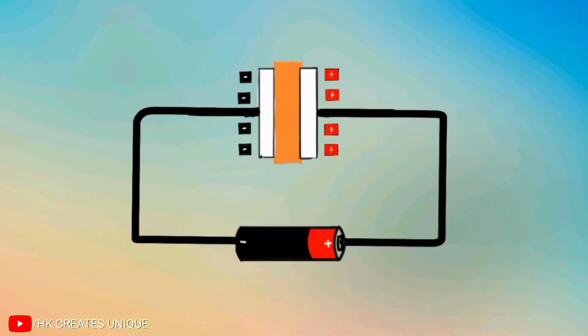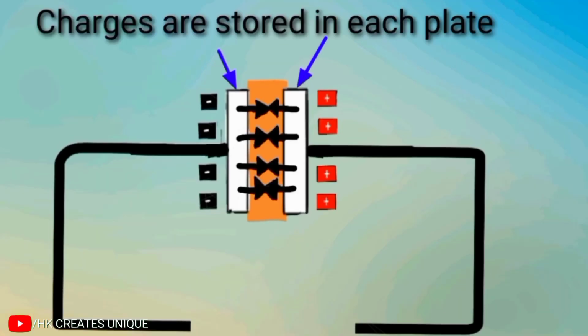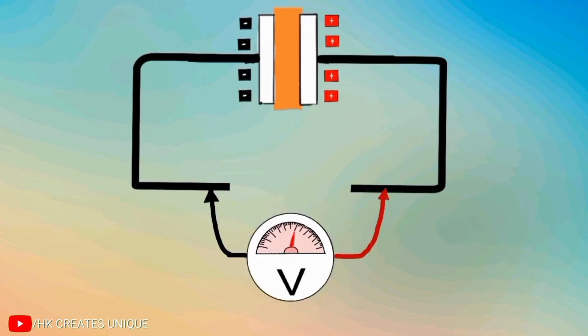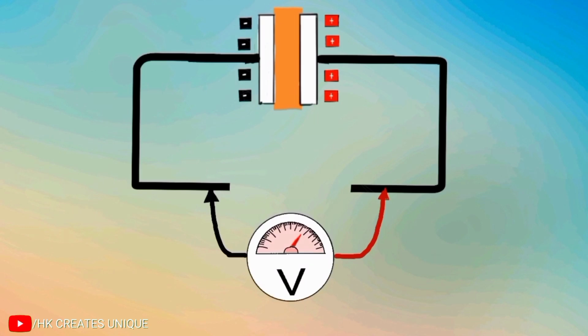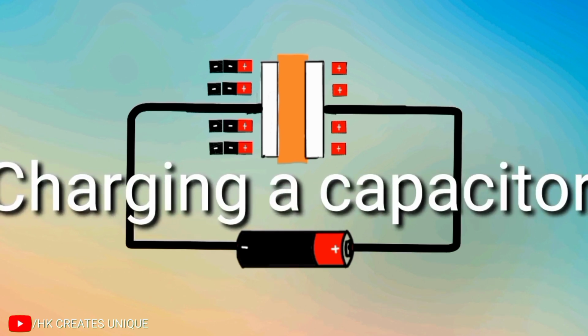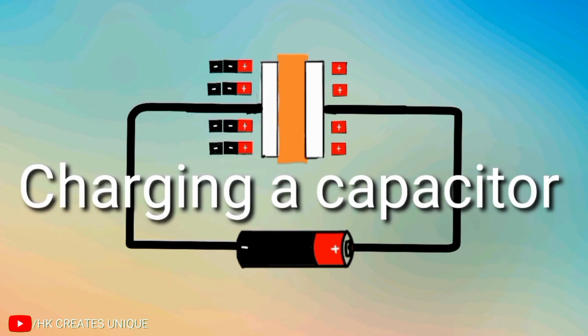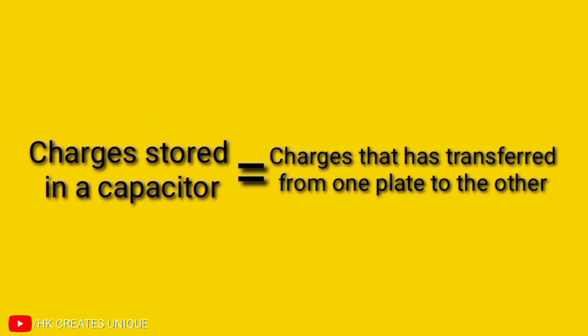Now, even if the power source is removed, the charges will still be in the plates because of the positive-negative attraction, and there will be a voltage across the capacitor which can be observed using a voltmeter. This process of transferring electrons from one plate to the other using an external power source is called charging a capacitor. The charge stored in a capacitor equals the charge that has transferred from one plate of a capacitor to the other.